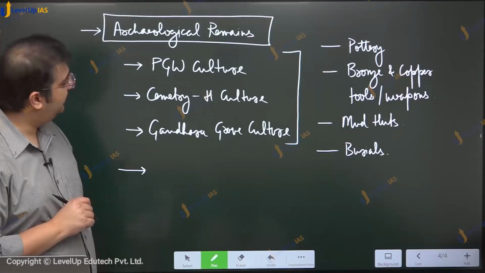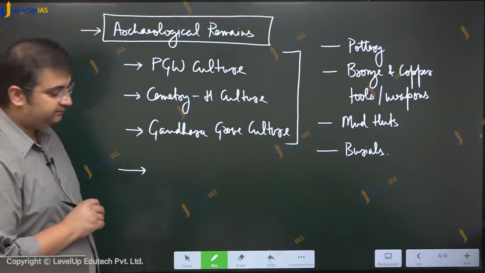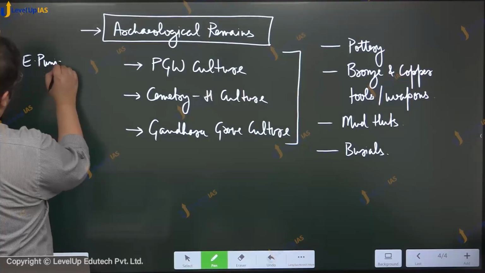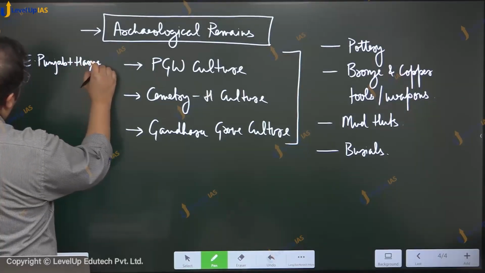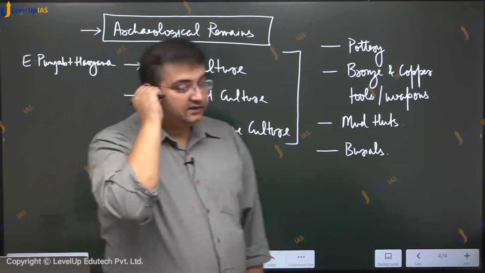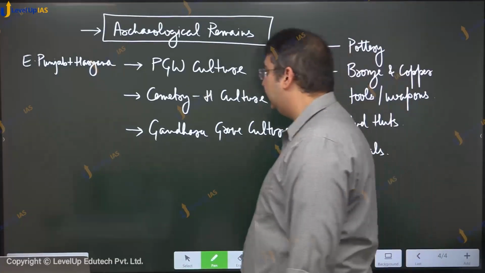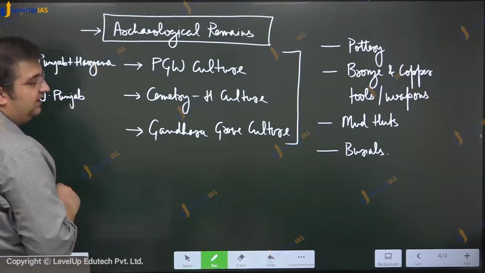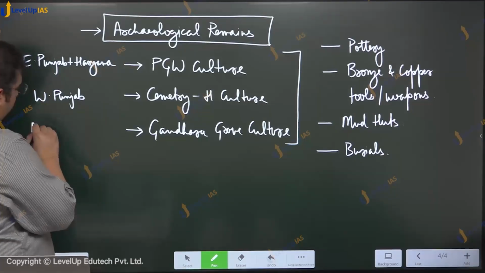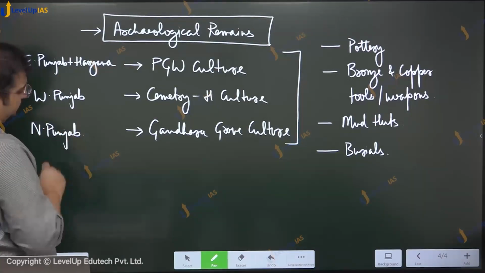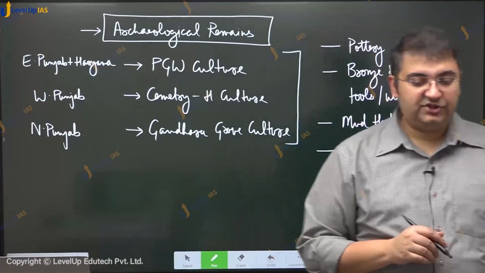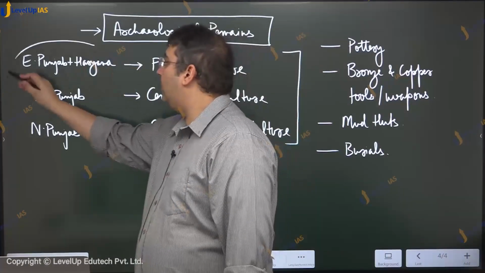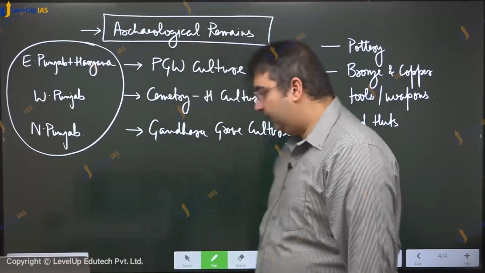Where are they located? Where is the concentration of PGW sites primarily in? Eastern Punjab and Haryana, in sites such as Nagar, Dadheri, Katpalon, Bhagwanpura, etc. Cemetery H culture in Western Punjab, the most prominent site being Harappa, and the Gandhar grave culture in Northern Punjab, on the outskirts of cities such as Peshawar and Takshila. Okay? So these were the core habitational zones of the early Aryans.